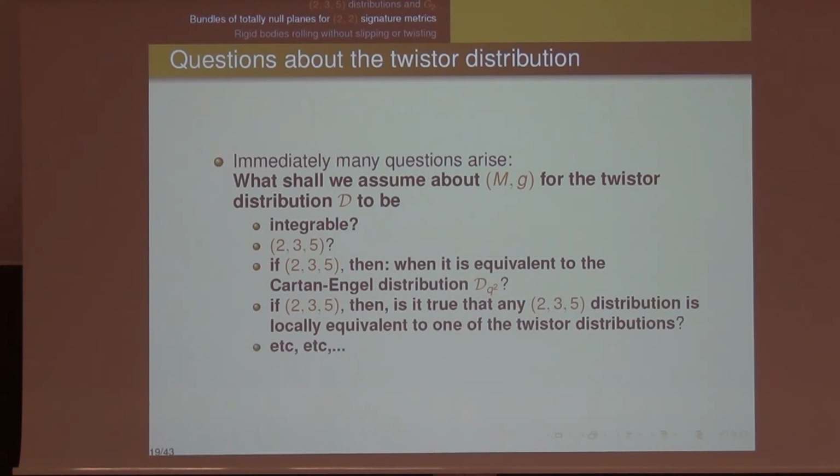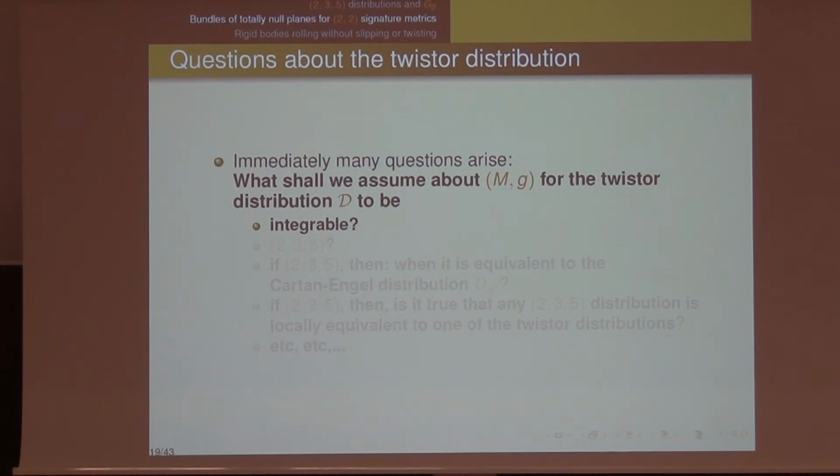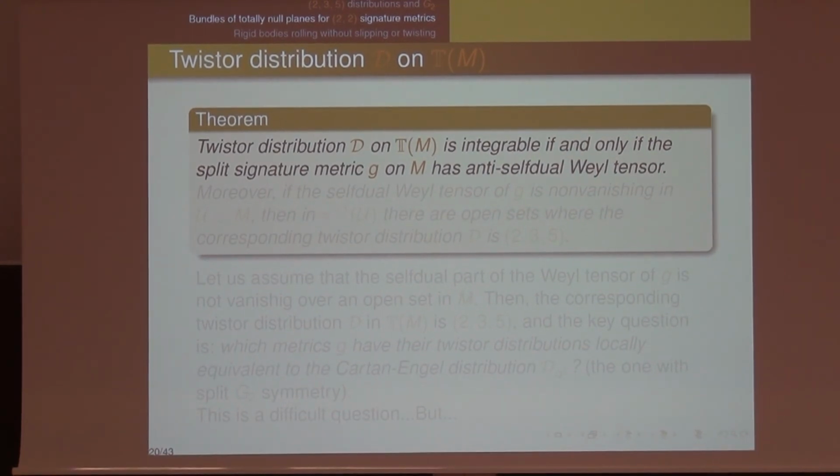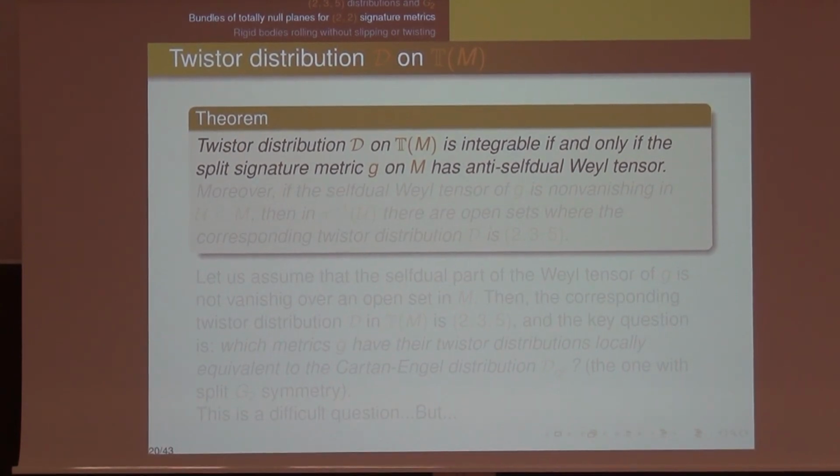And the answer to the first question is essentially due to Roger Penrose years ago. So here is the theorem. This twistor distribution is integrable if and only if the split signature metric on M has anti-self-dual Weyl tensor. So it means that the self-dual part of the Weyl tensor of the metric must vanish. If it vanishes, then this rank 2 distribution, this twistor distribution, is integrable. But I'm not interested in integrable distributions. I am interested in 2, 3, 5 distributions. So I'm asking when it can be a 2, 3, 5 distribution.